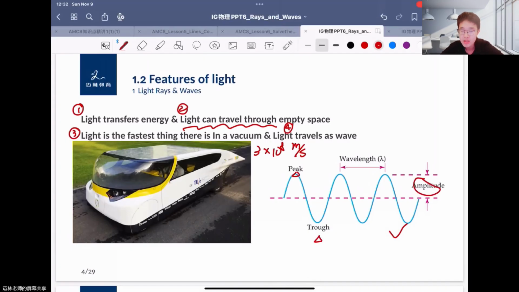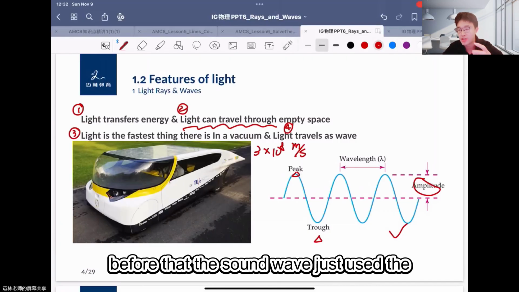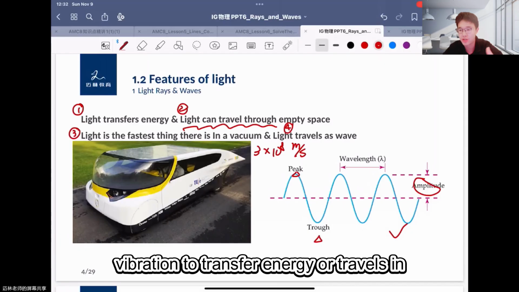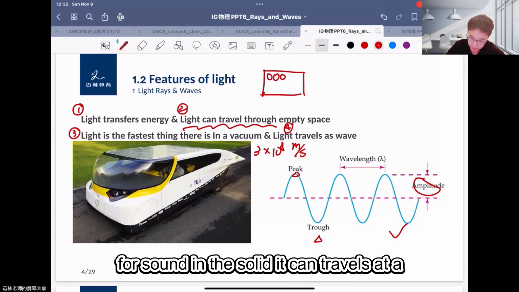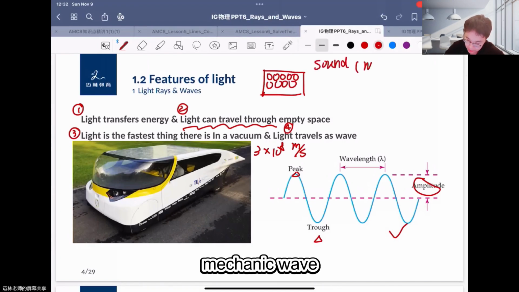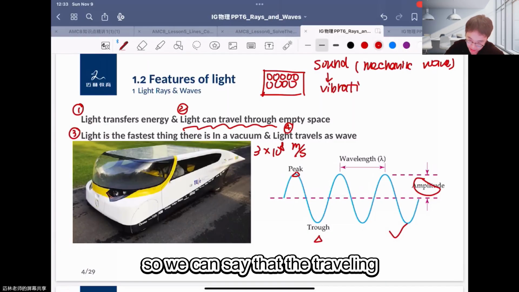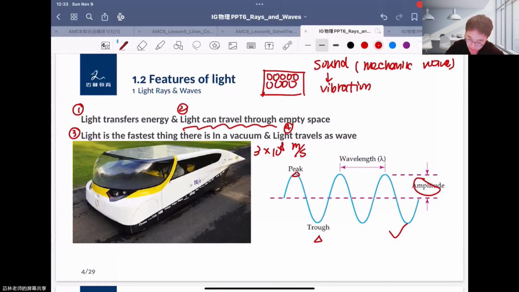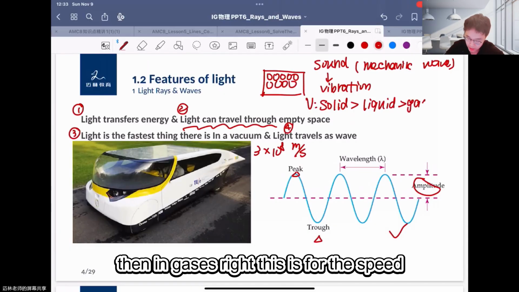I also have to tell you a very different property of light. As we learned before, a sound wave uses vibration to transfer energy and travels through a substance. For example, sound in a solid can travel at a very high speed. For sound, or for a mechanical wave, this needs vibration. So the highest traveling speed is in the solid, then in liquid, then in gases. This is for the speed.